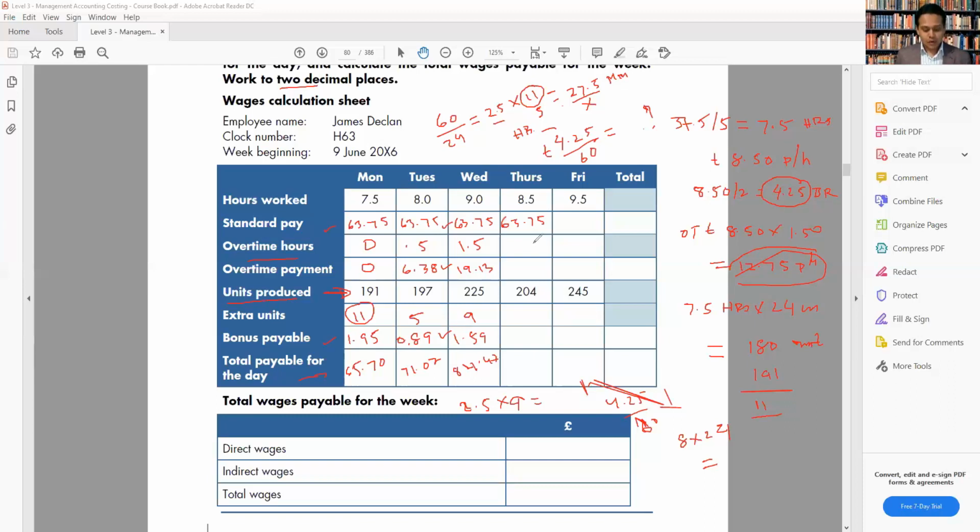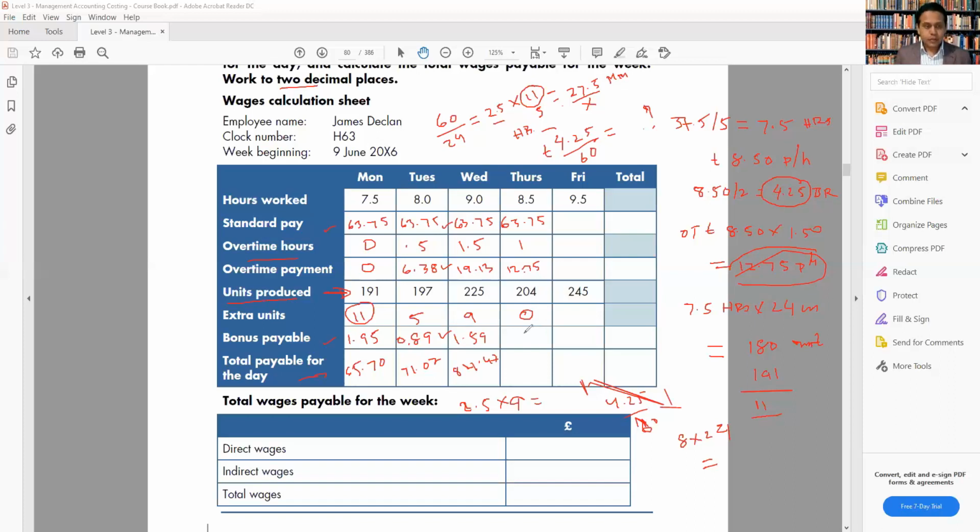And how much is the overtime here? 8.5 minus 7.5. The overtime is 1 hour. The payment for the 1 hour will be how much? 12.75. And the next one is the extra unit. So 8.5 hours. Every hour is 24 units. So 8.5 times 24. So how many units he should produce, and how many units he actually makes? Does he make any extra? He didn't make any extra, so obviously that will be 0.